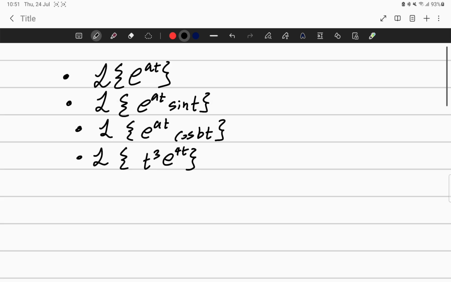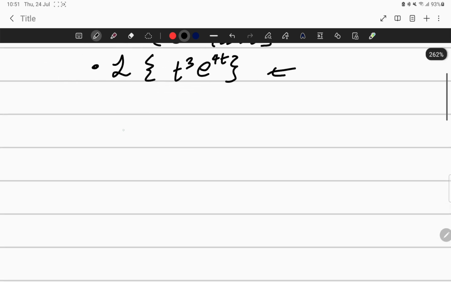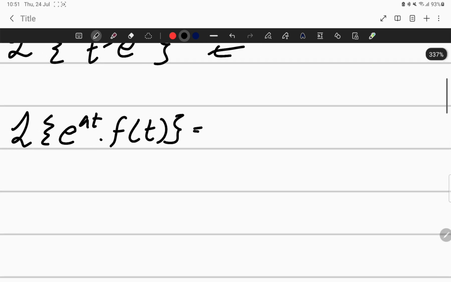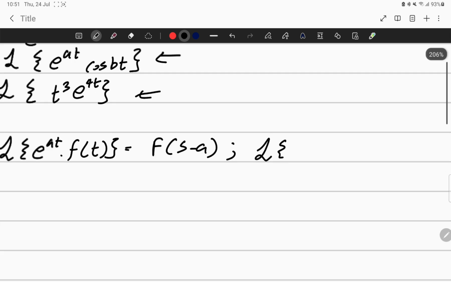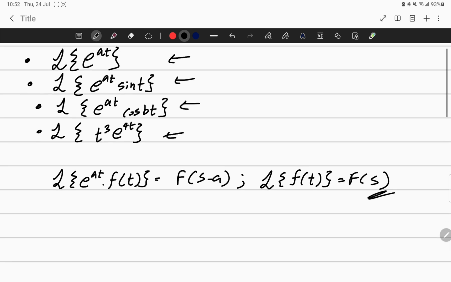In this video I'm going to talk about these examples. In the last video I talked about the Laplace transformation of e to the at times f(t). This is also called the shifting or first shifting theorem. The Laplace transformation of e to the at times f(t) is F(s minus a), where the Laplace transformation of f(t) is F(s). This is the theorem I'm going to use here mainly.